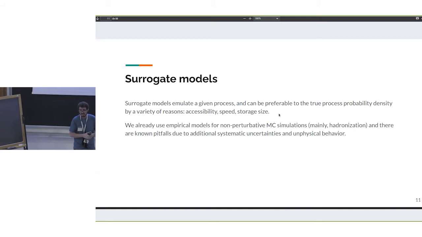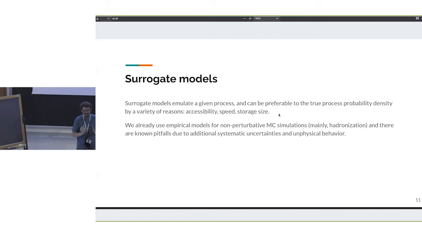Or storage size, which is also a problem. Maybe we do have a good probability model. Maybe we can sample from it very easily, but if we want to store it, it's very complicated. So we want a surrogate model that really compresses it down to size, and we can start from it again to try to recover all the results.